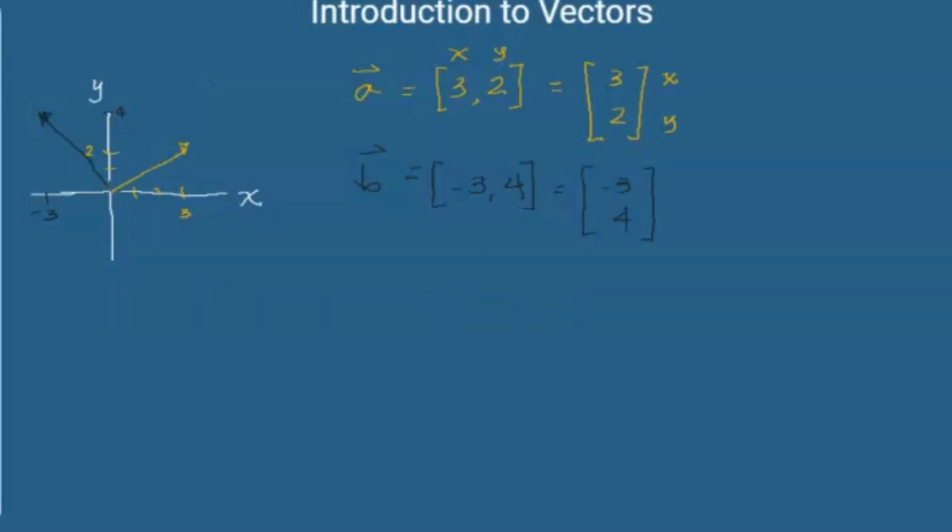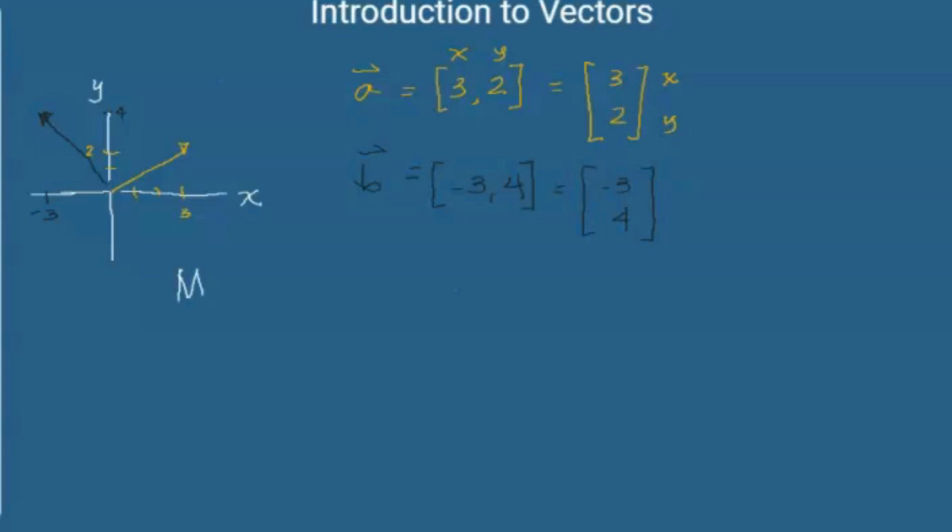So what do these vectors tell us? The x and y components of vector A tell us the direction, and the same thing goes with our vector B. The x and y components are the direction, like it goes negative 3, or 3 units to the left, and goes up 4 units. So that's the direction. Now what about the magnitude?